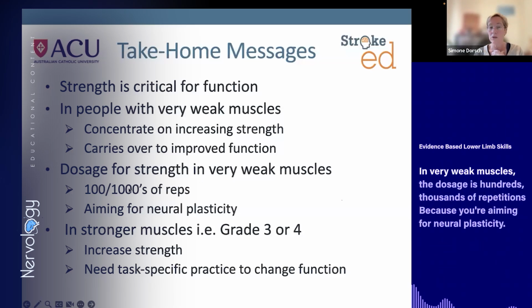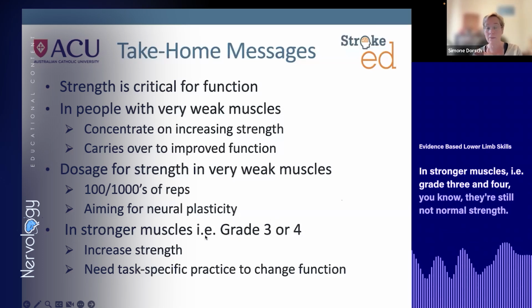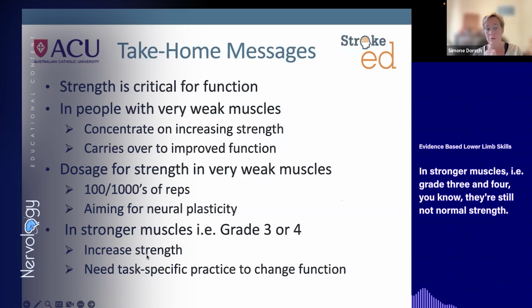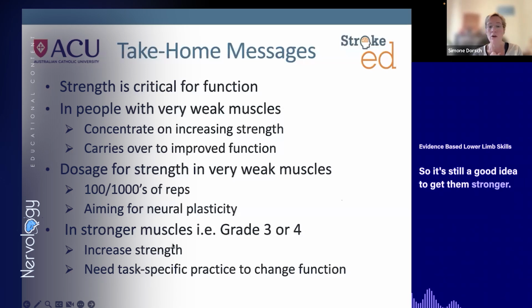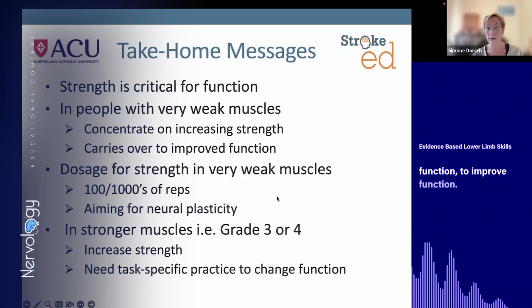In very weak muscles, the dosage is hundreds, thousands of repetitions because you're aiming for neural plasticity. In stronger muscles, i.e. grade 3 and 4, they're still not normal strength. So it's still a good idea to get them stronger, but you need the task-specific practice that changes coordination to get more carryover in their function, to improve function.